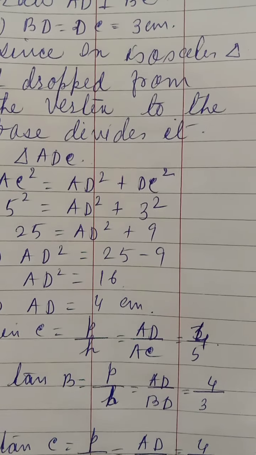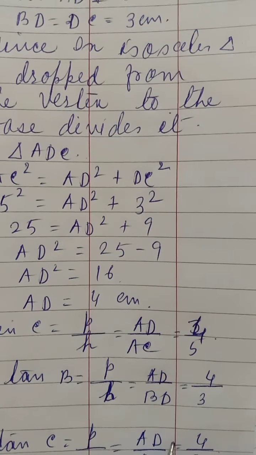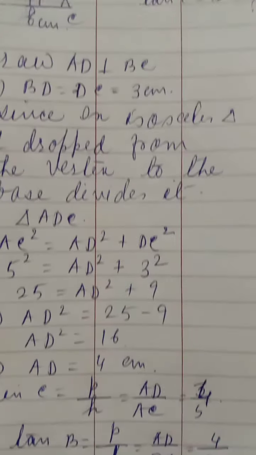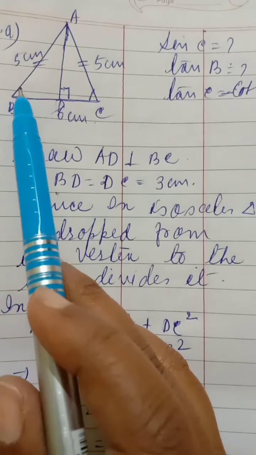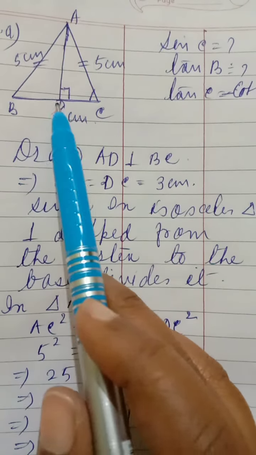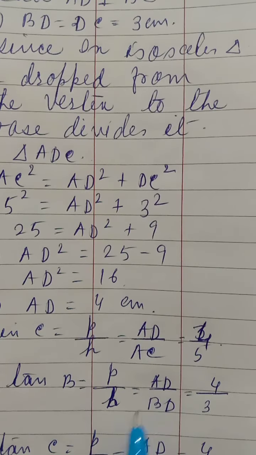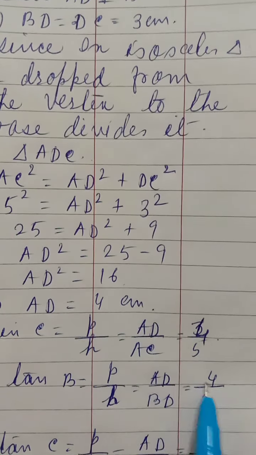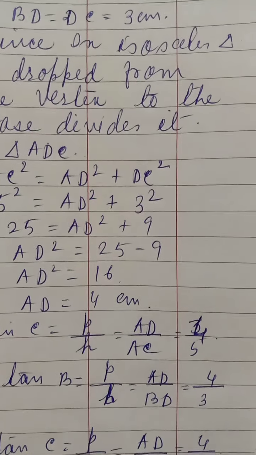The next question which we have to find, that is tan B. So tan B we know it's perpendicular by base, but we have to see the angle B here. So this is the angle B. So perpendicular means AD and base means BD. So it's AD by BD. AD's value is 4 and BD we know it's 3. So it's 4 by 3.